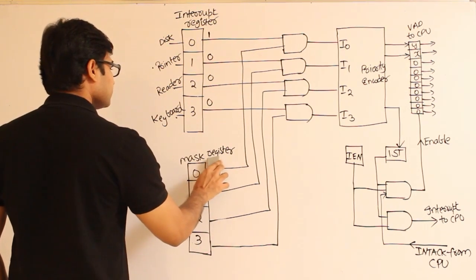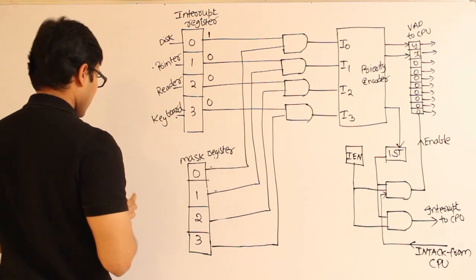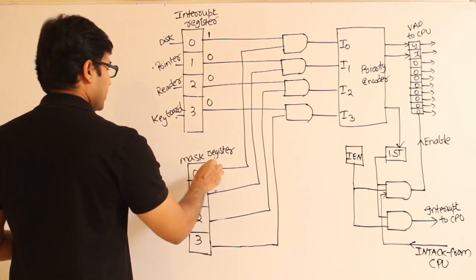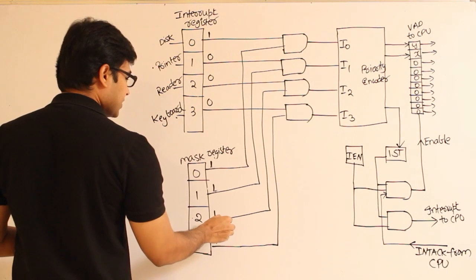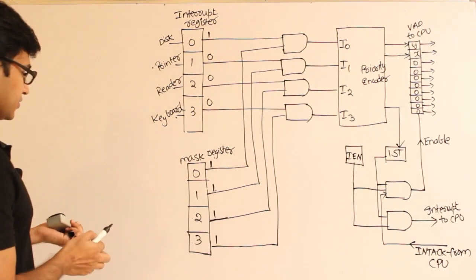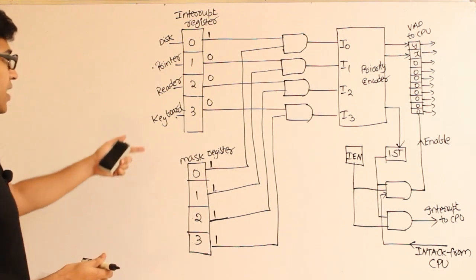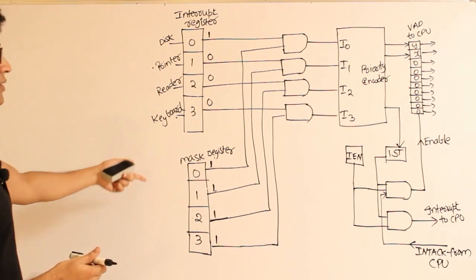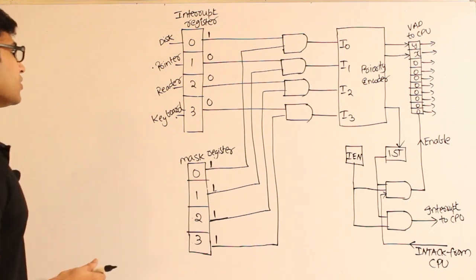Okay. Nothing will be masked out. The masking process will happen when you start servicing an interrupt. So that will be the first step. Changing the mask register will be the first step in the interrupt service routine. As of now, all will be 1.